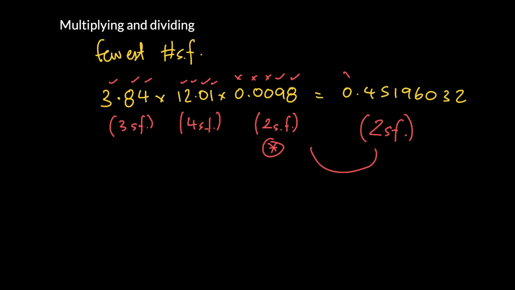So the 0 is not significant at the front of a number. So there's the 4, there's the 5. And we are going to lop off all the other numbers. Now we are lopping off a 1, and if you remember from the rounding rules, if we lop off a 5 or higher, we've got to round up. But if we lop off a 4 or lower, we can basically leave it alone. So the final answer here would be 0.45.